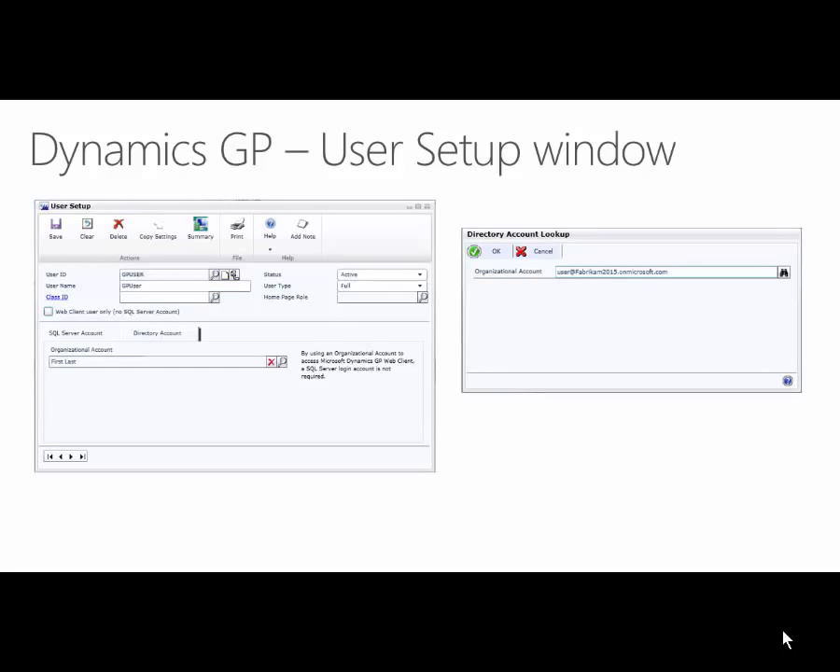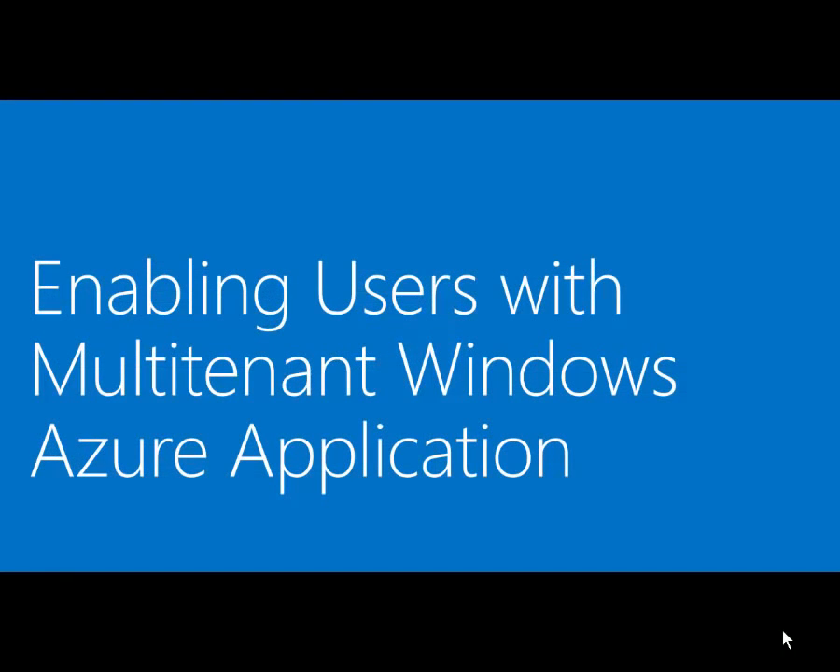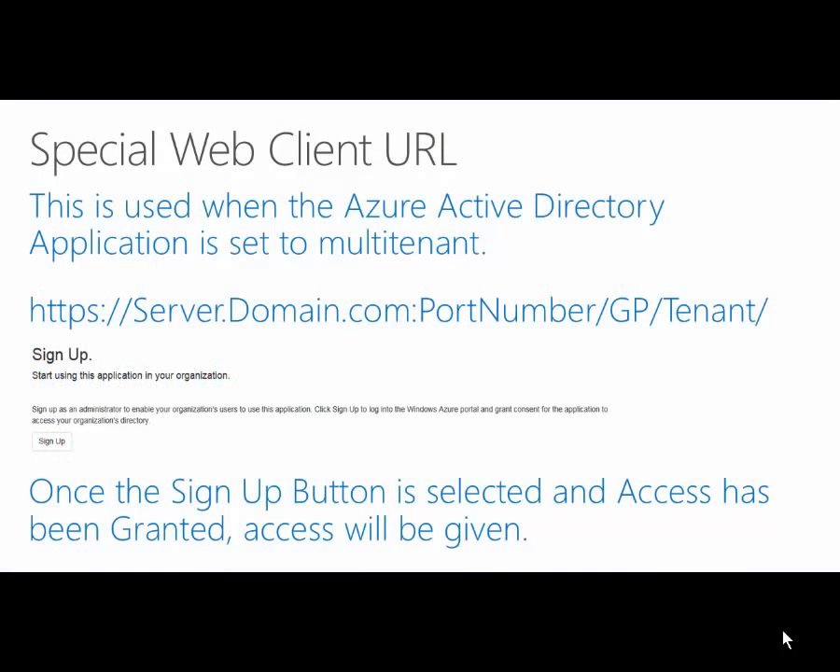The last part comes in if you've set up your Windows Azure application to be multi-tenant, and how do I enable users from that other tenant. So the key here is, if I'm in the tenant that was not used to set up the web client, let's say I'm authenticating from a second tenant.